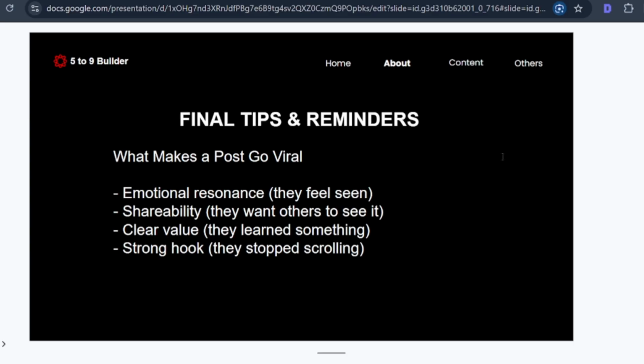So the final tips and the remedies. Okay, what makes a blog post go viral? Emotional resonance. They feel seen, which is shareability. They want others to see it. Clear value, that is, they learn something new from your post. And then a strong hook, they stop scrolling. Cool. So these are the things that will make your content go viral. You understand? So take note of that.